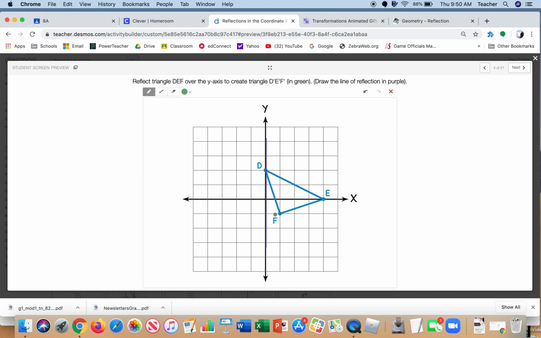Point F is 1 to the right, so then I'm going to go 1 to the left to reflect it. And point E is 1, 2, 3, 4 to the right, so I'm going to go 1, 2, 3, 4 to the left. Make that point, grab my line tool, and I'm going to make my triangle DEF prime. And again, no need to label the points. We know what they are.